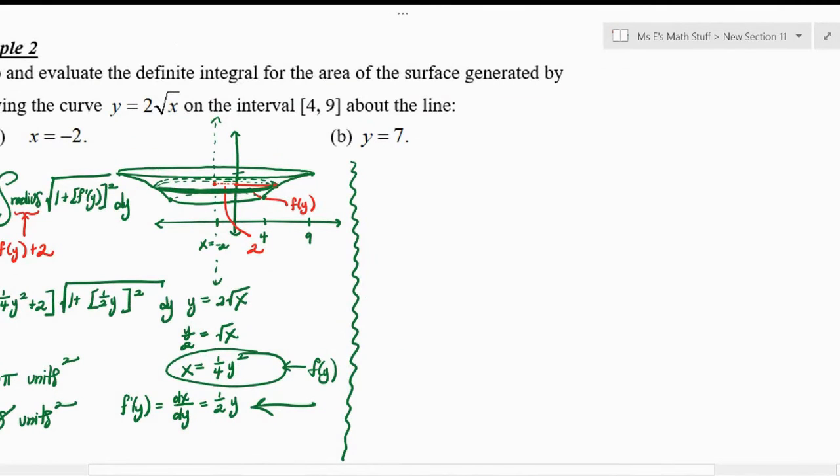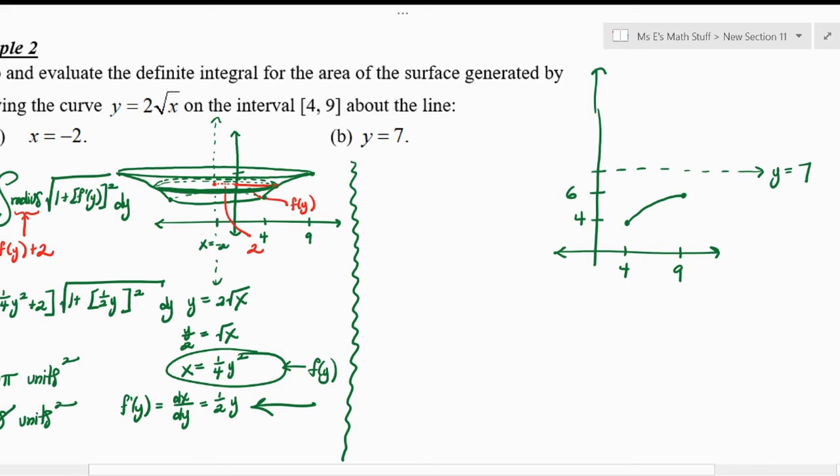Now the same exact region, this time we're revolving around y equals 7. Put 4 in, we got 4 out. Put 9 in, and we got 6 out. So here's our region, and here's y equals 7. When we revolve that around, that's 3 units, so about there.